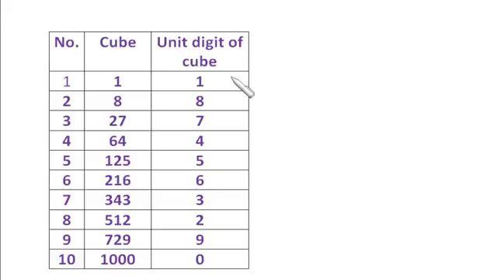Friends, you will observe that the unit digit of the cube is unique in all these cases. Like if the number which is given to us has unit digit 1, so definitely its cube root will have unit digit 1. Similarly, if the number which is given to us has 8 at the units place, then definitely its cube root will have 2 at the units place. Similarly, we can observe from the table.